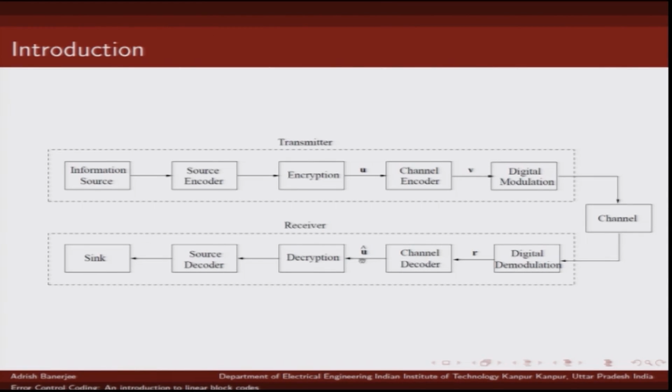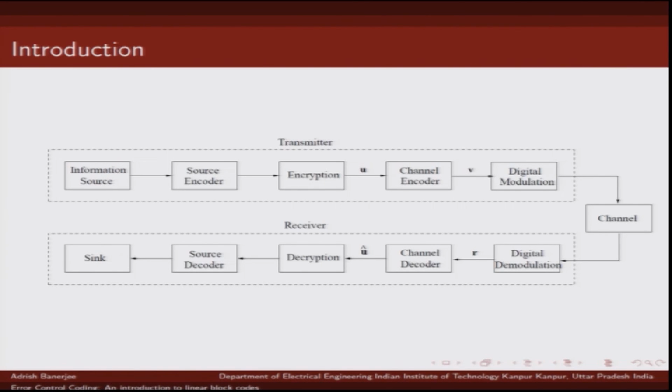Now once you decode the information bits, you would like to decrypt to get back your plain text data. This decryption is the opposite action of encryption, and once you get back your plain text, you would like to decompress the signal to get back your original source signal. So that is in a nutshell the broad block diagram of a digital communication system.